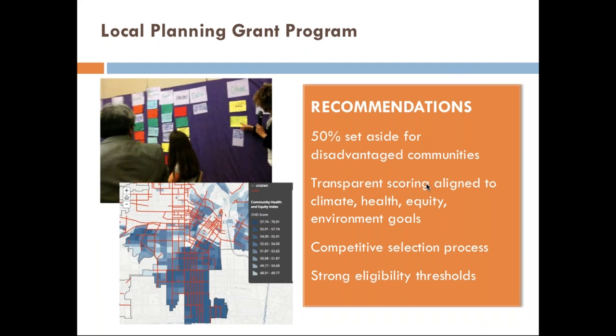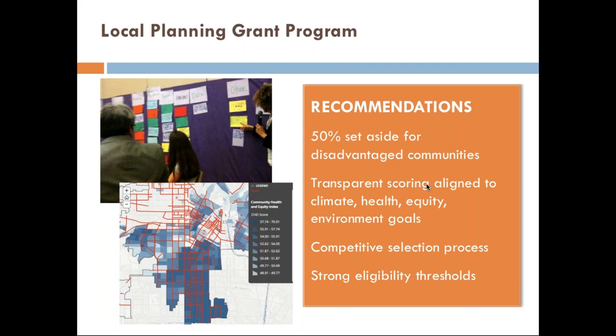So our first recommendation is that half of the funds should be set aside for planning efforts that specifically benefit disadvantaged communities, be they regional or local planning efforts. This set-aside amount is similar to the Affordable Housing and Sustainable Communities Grant Program, and is becoming a leading practice for the right target to set. The next recommendation that the cohort that's been working together to review this is making is that there be transparent criteria for the grant program with scoring aligned to the state's climate, health equity, and environmental goals.